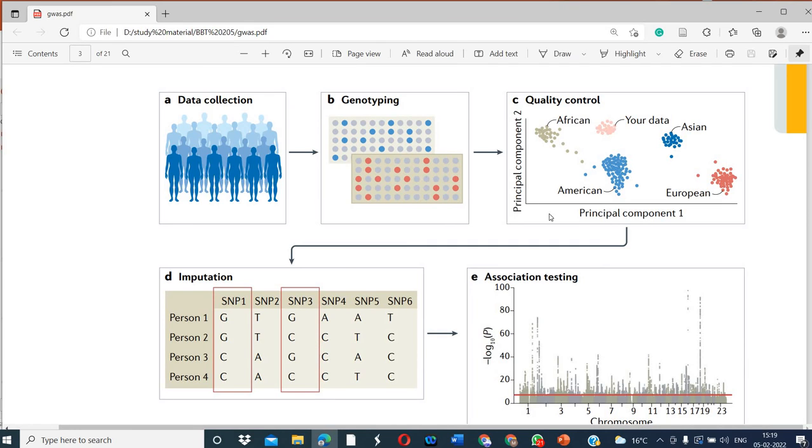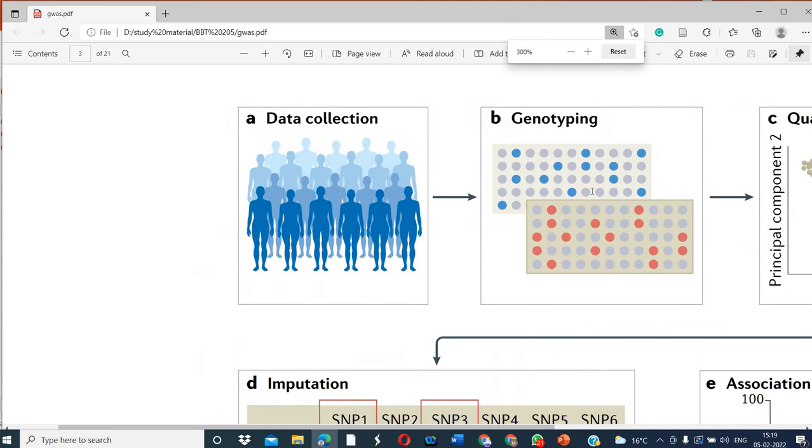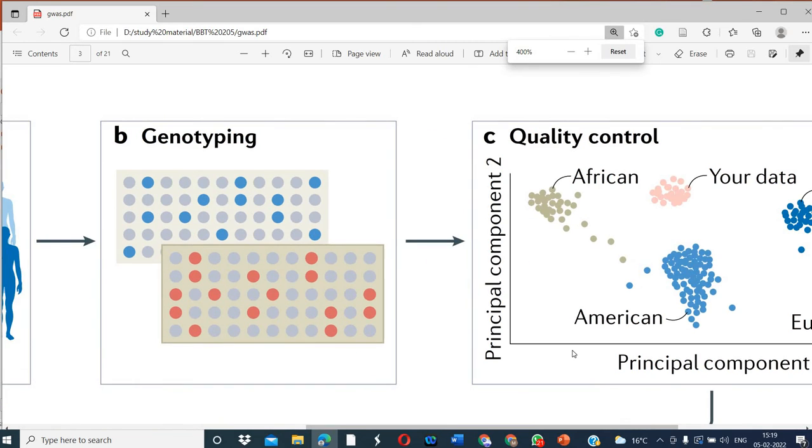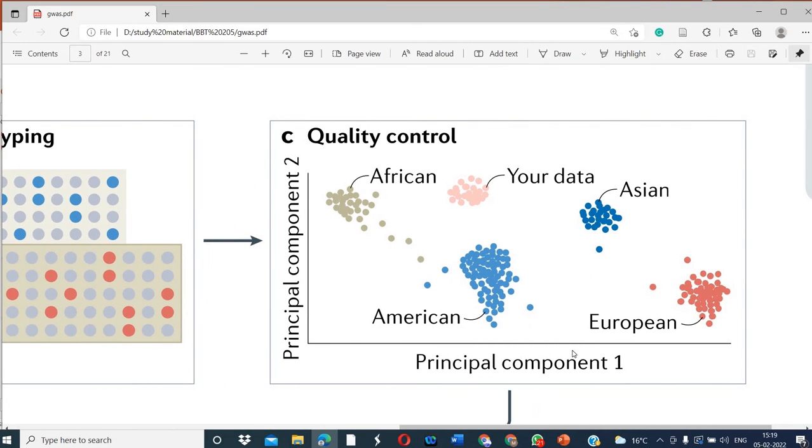Then we do the quality control analysis, meaning this is the data from the different populations. Here you can see, okay. Then we carry out principal component analysis or association analysis. We do different types of analysis. Here this is the result of principal component analysis, and here you can do the clustering of this. Are you able to see this, students?